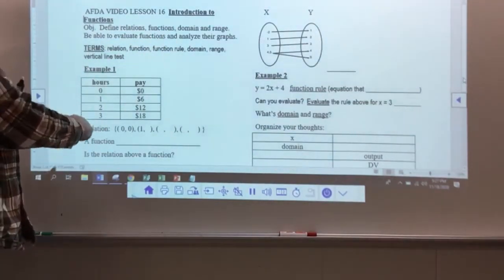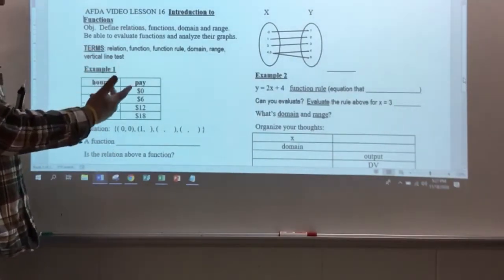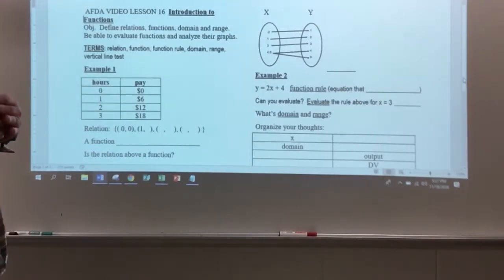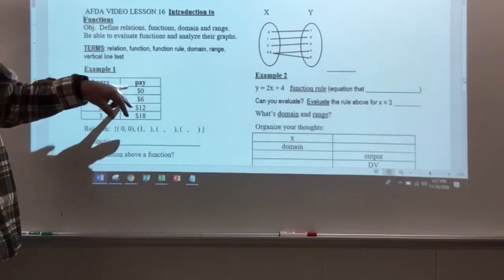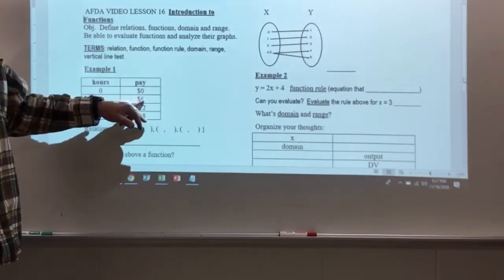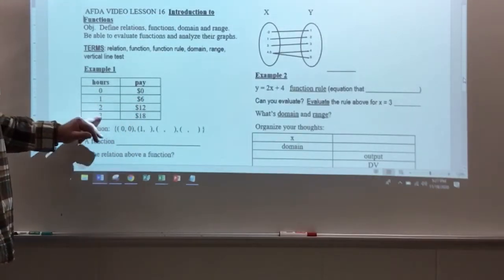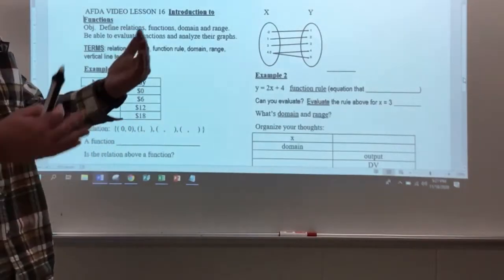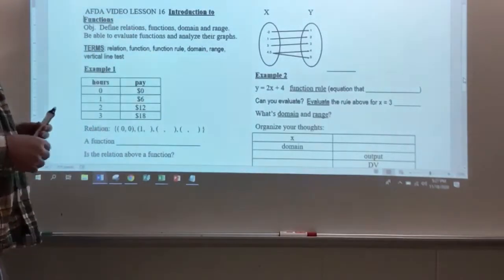Let's look at example 1. It's got a table of values, and some real things in here. It talks about hours and pay. Some of you might be familiar with that if you're working. It says if you have 0 hours, you get 0 pay. If you work 1 hour, you get $6 of pay. If you work 2 hours, you get $12. And if you work 3 hours, you get $18. Some of you can probably describe the rate of pay per hour.